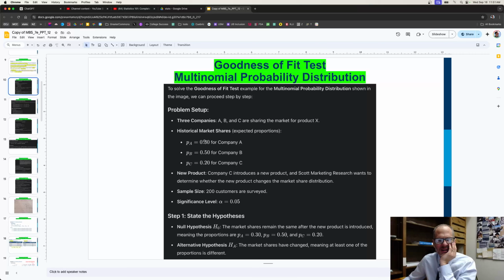Historical market share, so, you know, A, B, C. And then new product. Company C introduces a new product, and Scott Marketing wants to determine. So they do a sample of 200 customers and level of significance 0.05. Null hypothesis. State your hypothesis. Step one, the market shares remain the same after the new product is introduced, meaning the proportions are A, B, and C. So that's the null. It's the current state. It's the status quo.